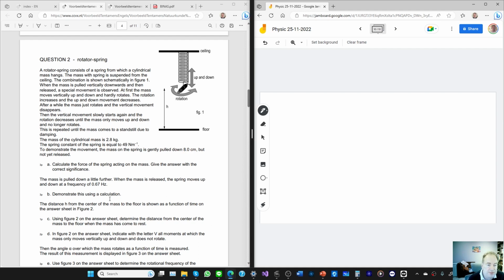The distance h from the center of the mass to the floor is shown as a function of time on the answer sheet in figure 2. Use figure 2 on the answer sheet. Using it, determine the distance from the center of the mass to the floor when the mass has come to rest. So the mass has come to rest.